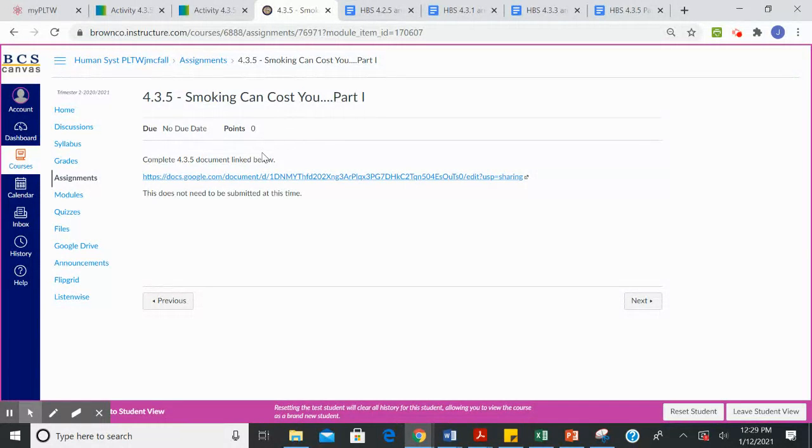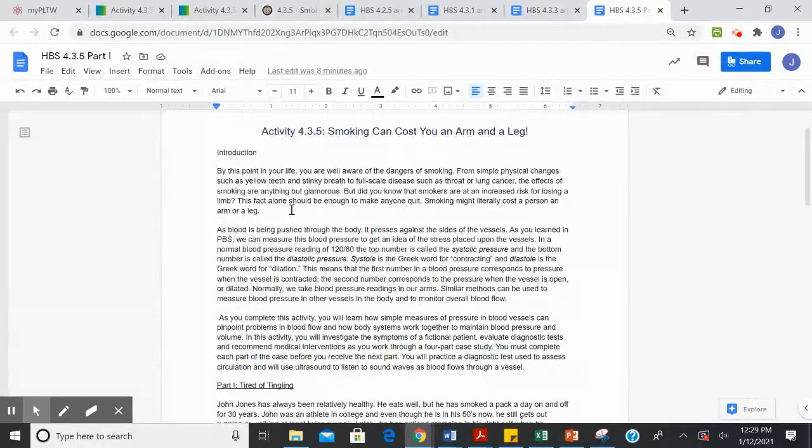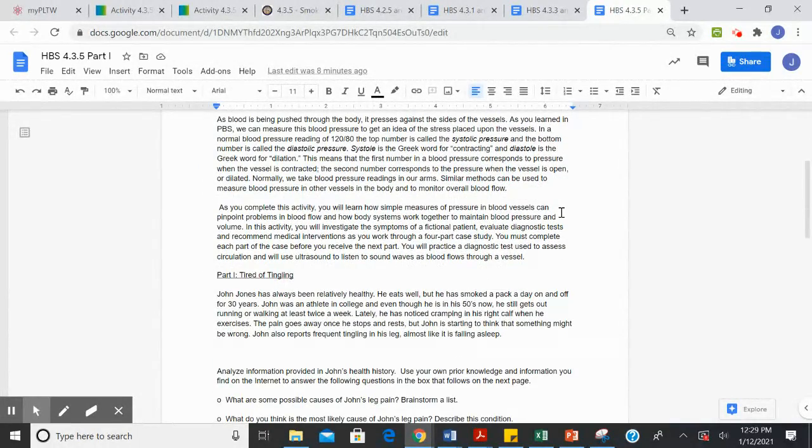There are 4 parts to this. You're going to get a couple other handouts that go along with this. So this is just the initial thinking part, introducing the problem. When you click on it, it brings up this document, and you're going to read through the background information.